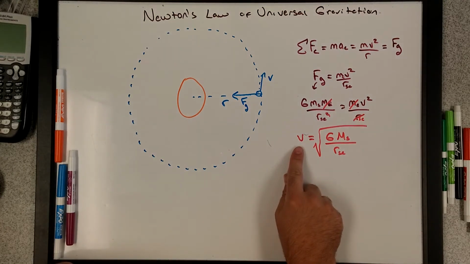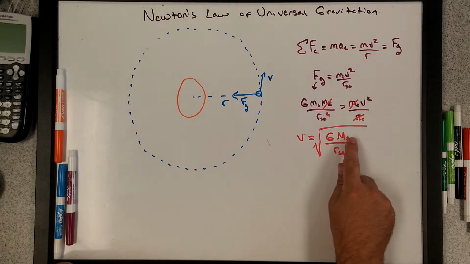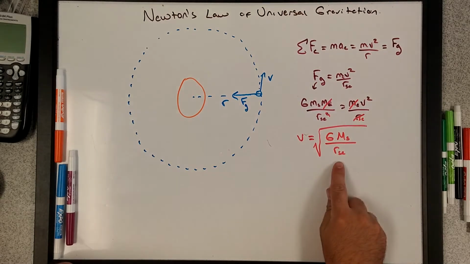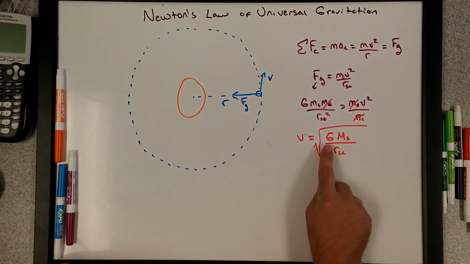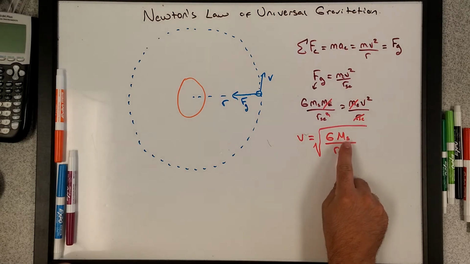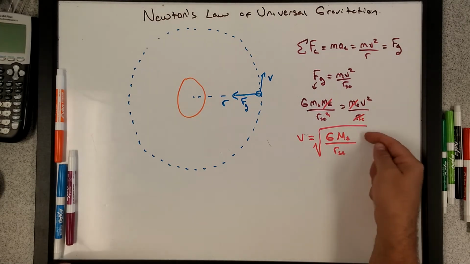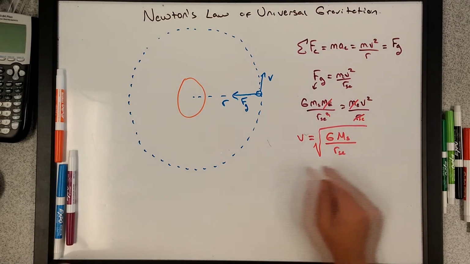This is telling us the linear speed of any circular object, any planetary object, is going to be equal to the square root of big G times the mass of the object it's orbiting divided by the distance between them. The speed of any object is equal to the square root of big G times the mass of the body it's orbiting divided by the distance between them. In this case, it's a star, right?